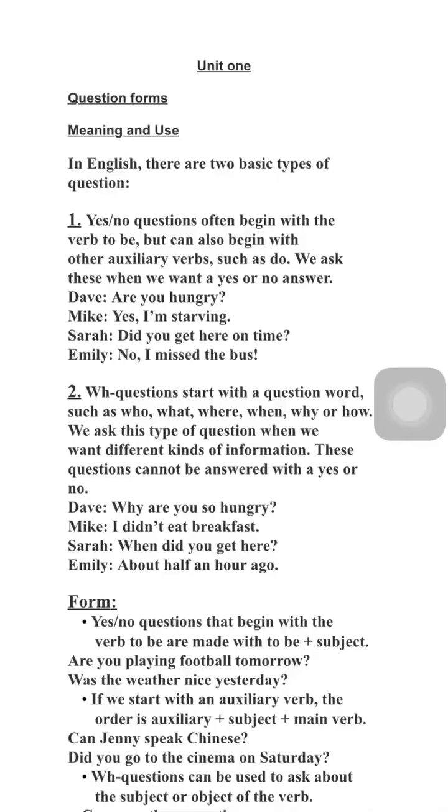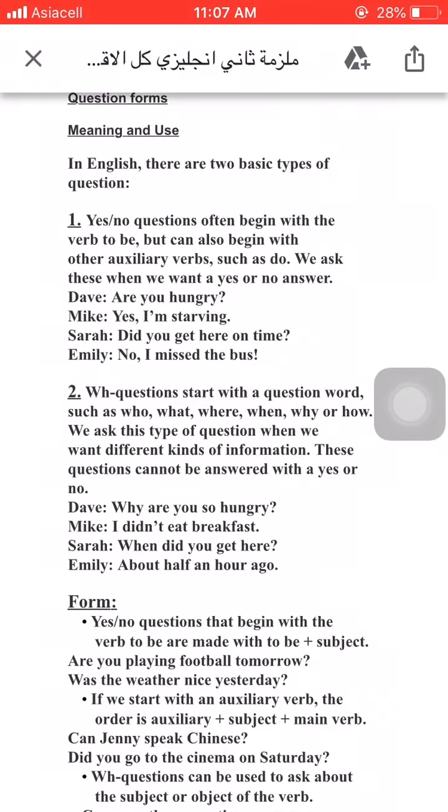Question forms. In English, there are two basic types of question. Number one, yes or no question. Number two, WH question. Okay? Yes or no questions often begin with the verb to be, but can also begin with other auxiliary verbs.